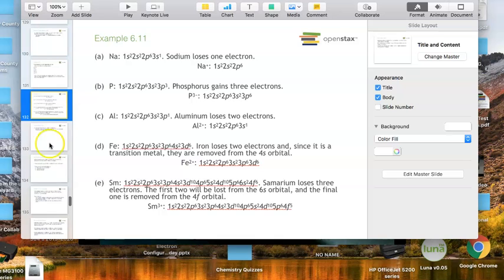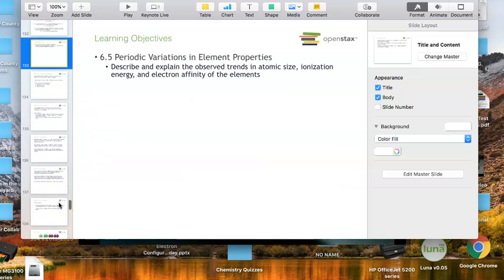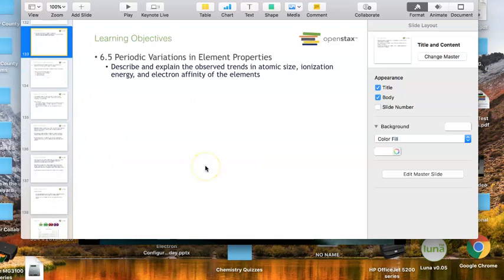All right. So our next section, we're talking about variations in element properties. We're going to talk about atomic size, ionization energy, and electron affinity.